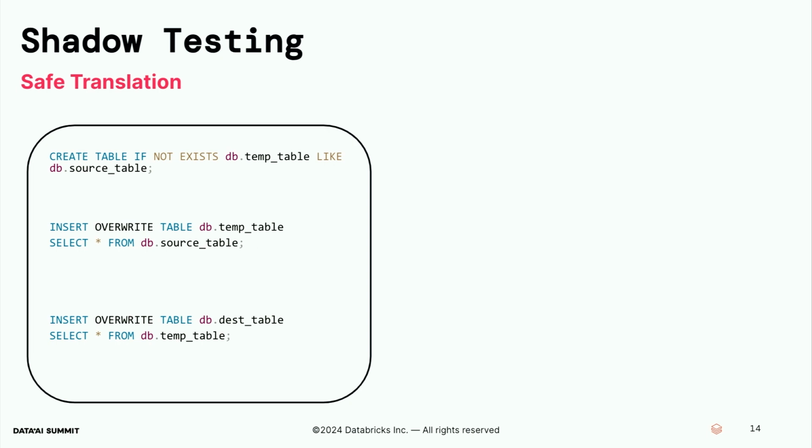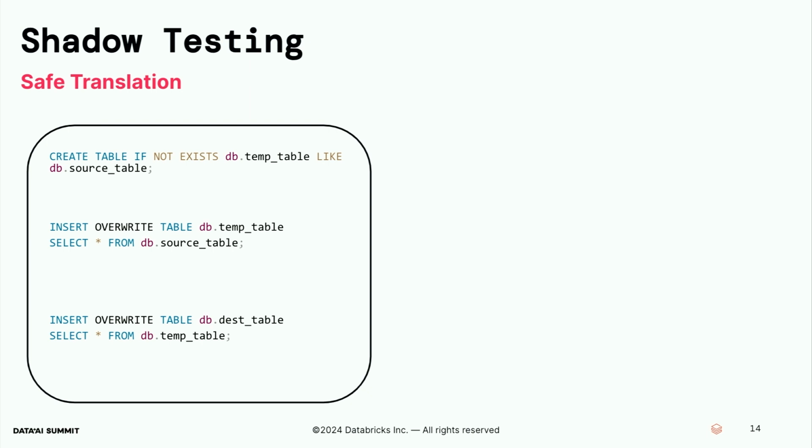A bit about what safe translation looks like. So this is a Hive payload. Now it's creating a table, then reading from that table and writing to another table, and then it's reading from the temp table that was created, and then writing to the destination table.